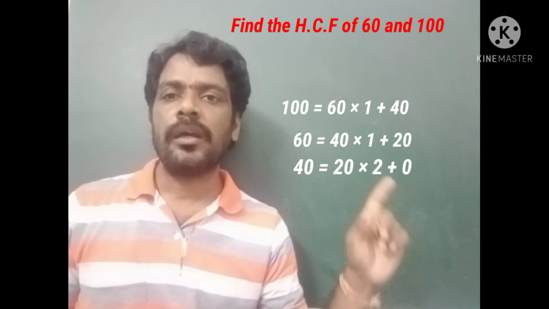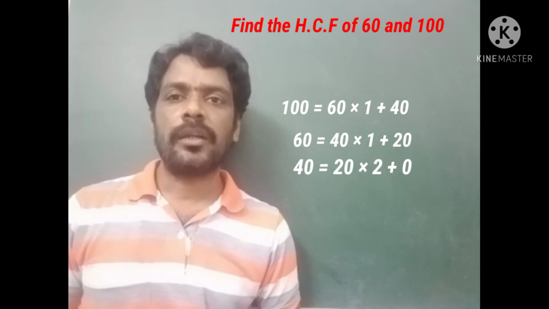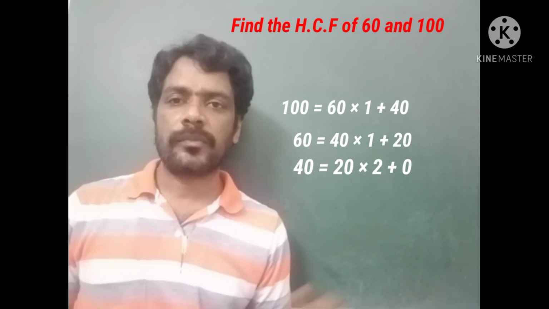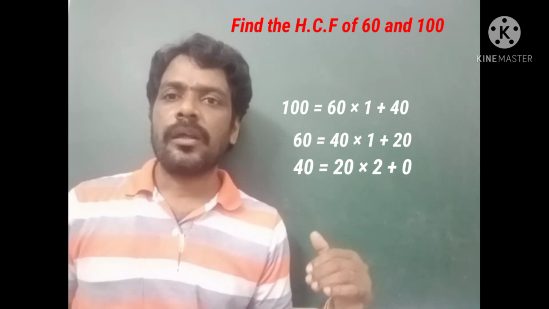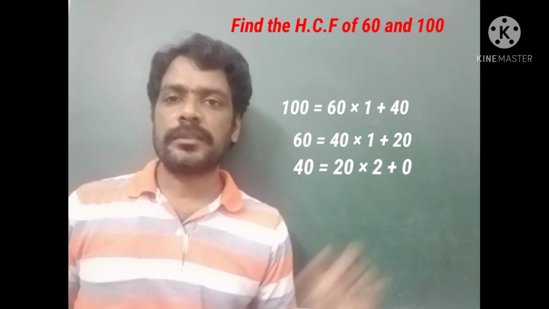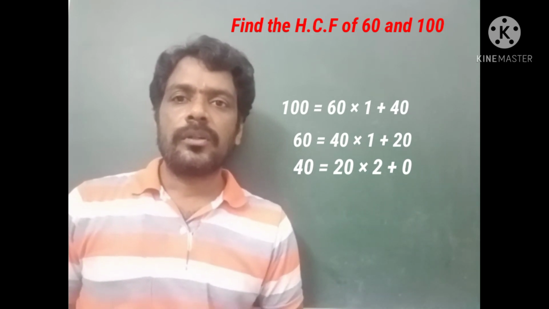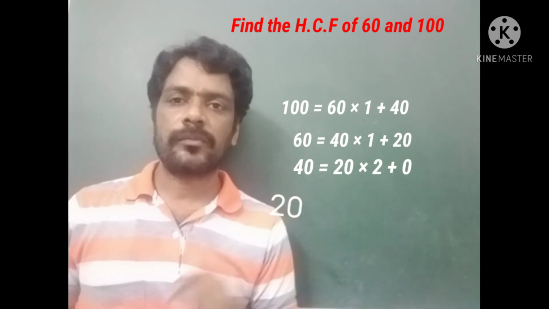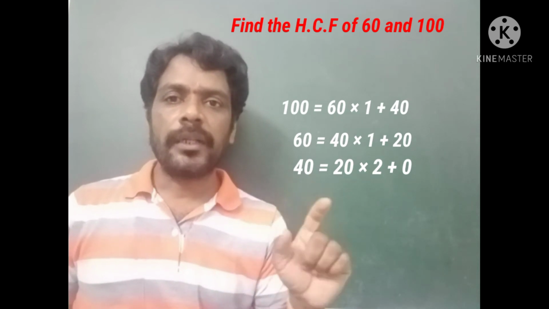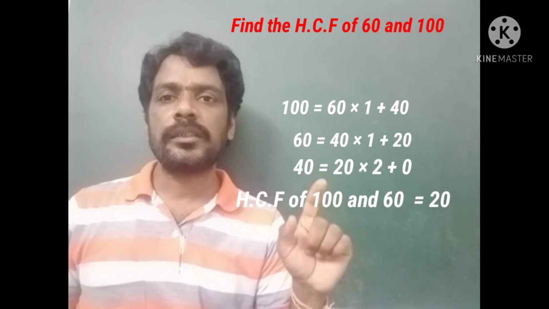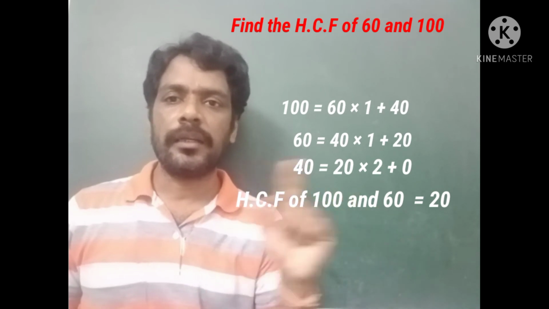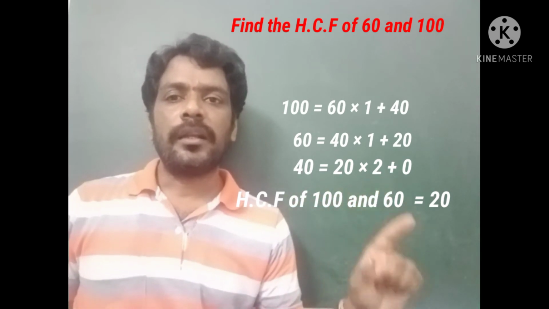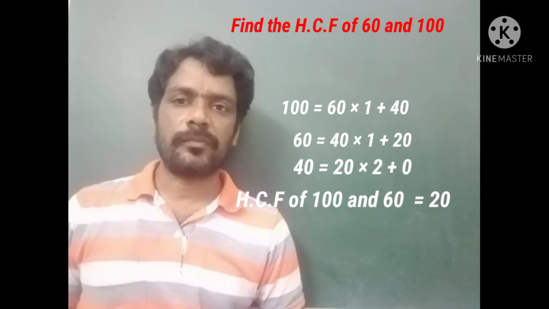Here we got a remainder of 0 and we cannot proceed with this process again, so we have to stop here only. Now, what is the divisor we got here at last? That is 20. So 20 is the highest common factor of 100 and 60. So the HCF of 100 and 60 is 20.